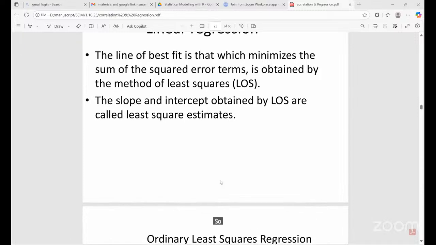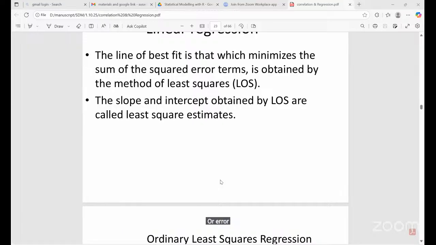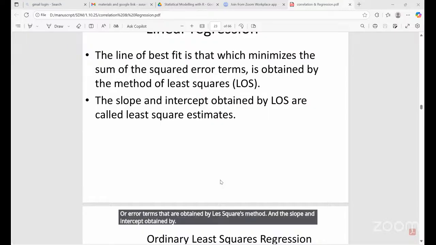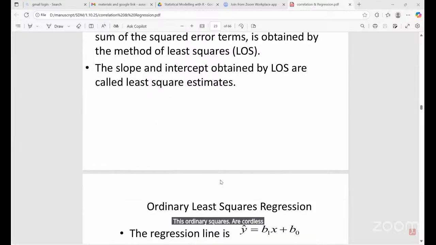So the line that we fit onto our data, called the line of best fit, minimizes the squared error terms that are obtained by the least squares method. The slope and intercept obtained by ordinary least squares are called least squares estimates.